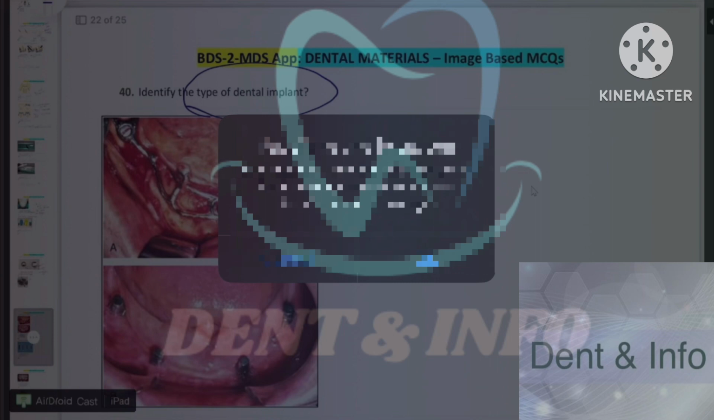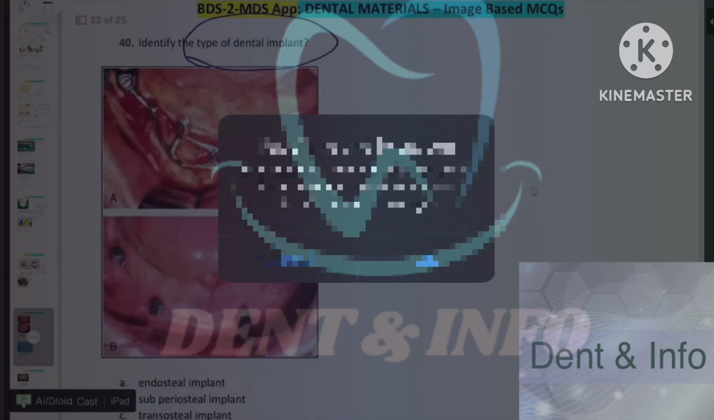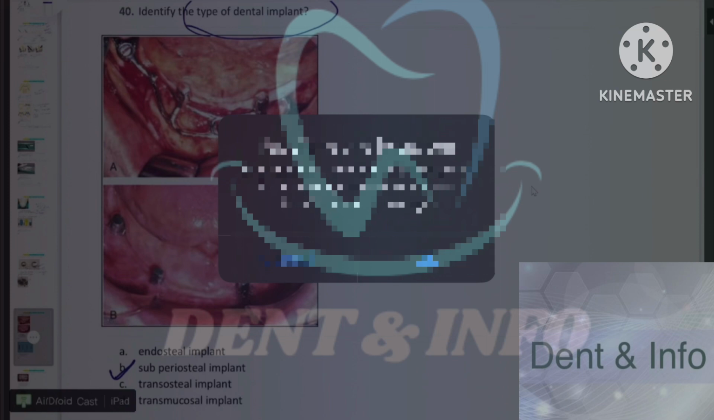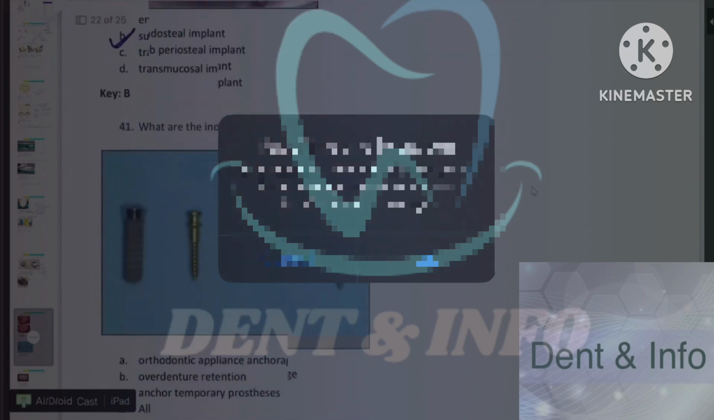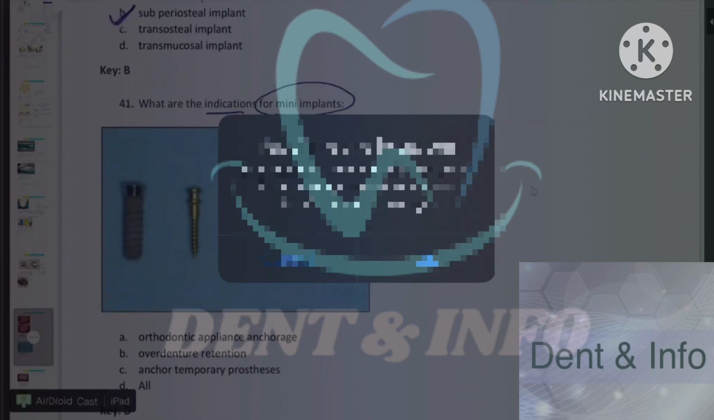Type of dental implant. See the framework type of it is subperiosteal. You have lifted the flap beneath the periosteum. This is your periosteum, the entire band is periosteum. And you place a framework, stabilize it, and then suture it. Okay, this is subperiosteal. Indications for mini implants: important and good question. Mini implants are not only used in orthodontics for anchorage, they can also be used in overdenture retention and anchoring temporary prosthesis. Important MCQ.